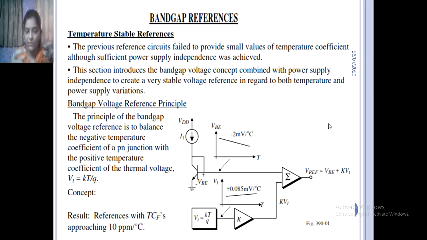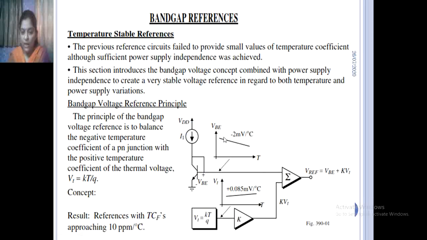If the temperature varies, we have to balance both things, the negative temperature coefficient of the PN junction and the positive temperature coefficient of the thermal voltage, where Vt is equal to kT divided by q. This gives a reference with a temperature coefficient of approximately 10 ppm per degree Celsius. This diagram shows the bandgap voltage reference principle.